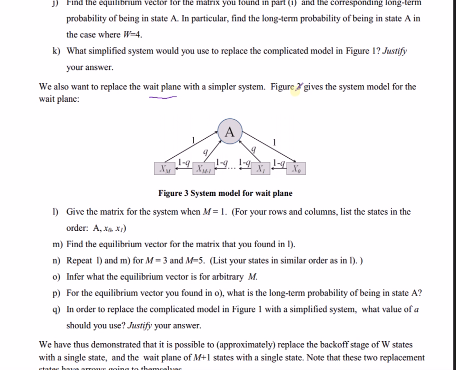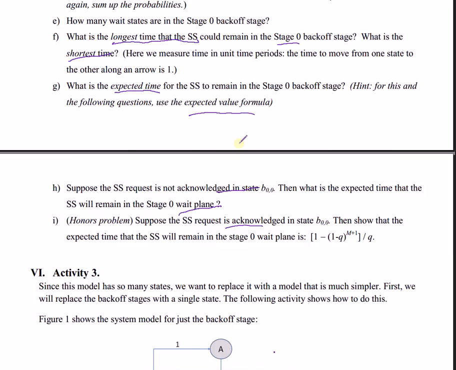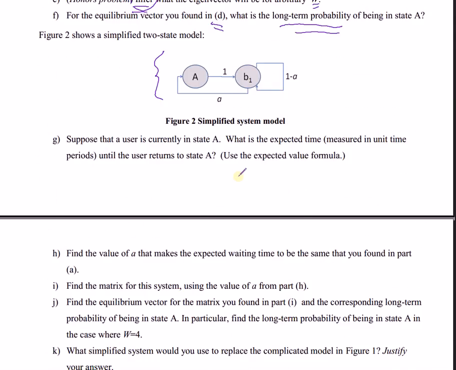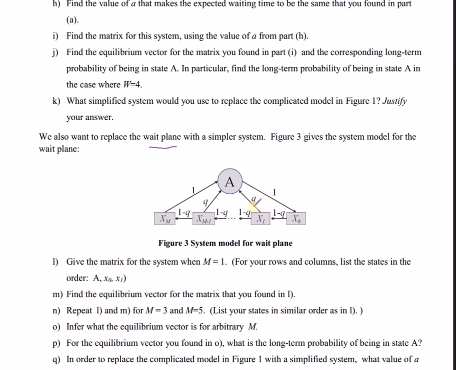Okay. So here we have a system model for the weight plane. Actually, it's just the upper part of the weight plane, the states with x's in it. And if you notice, these probabilities are the same probabilities that we found in this line of states here on the weight plane. Right? You have 1 minus q going to the left and q going out. Same thing here. 1 minus q going to the left and q going out. The last one goes out with probability 1. Okay. So notice there's actually going to be m plus 1 states in the weight plane here, depending on m.